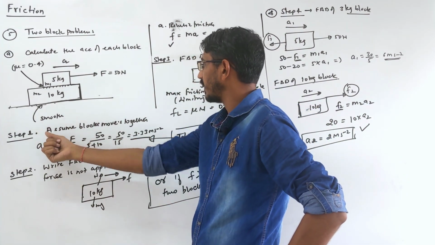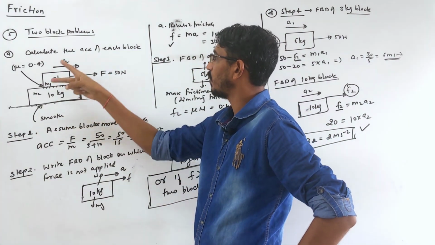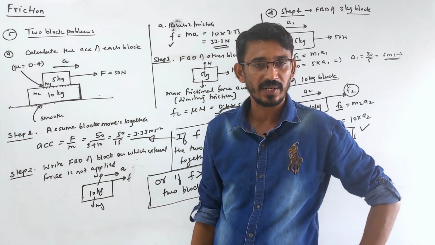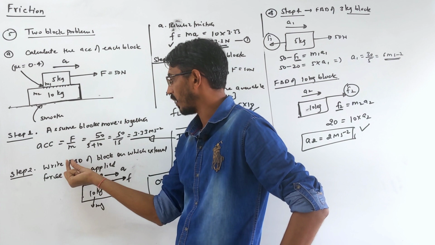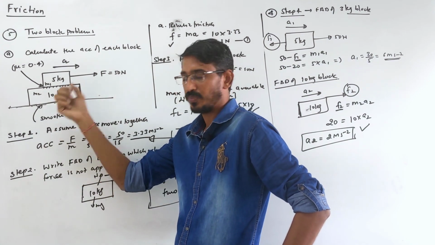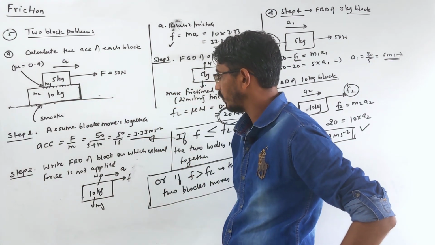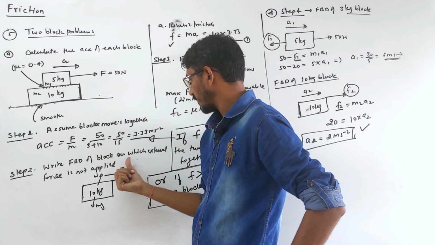First, step 1, we assume that the system is moving together, both blocks move together. Let's calculate the acceleration of this system. You apply the net force, the applied force, divided by the total mass. This surface is smooth. Okay, calculated.